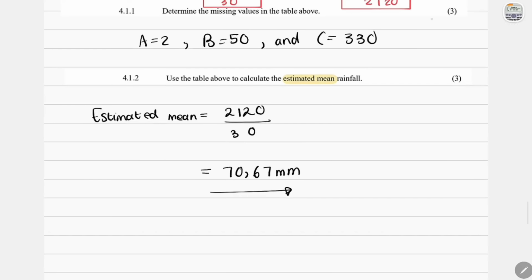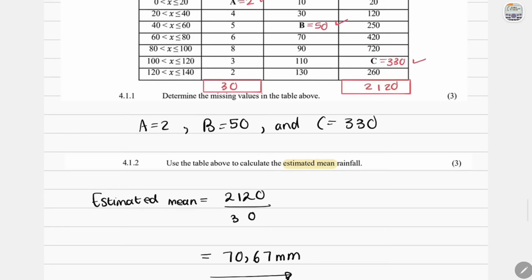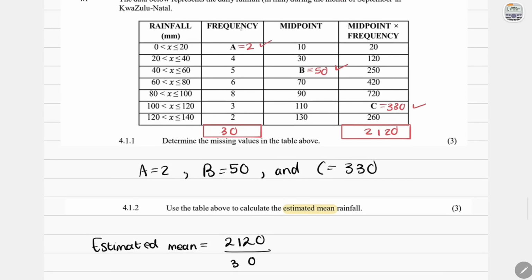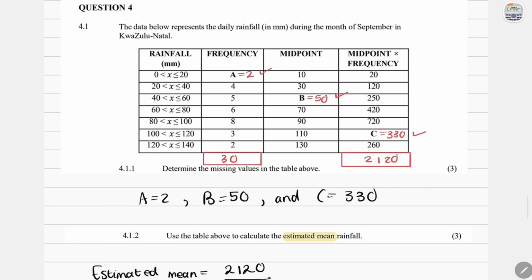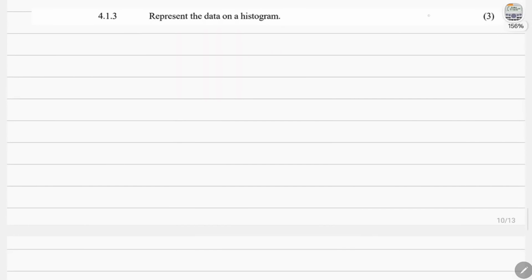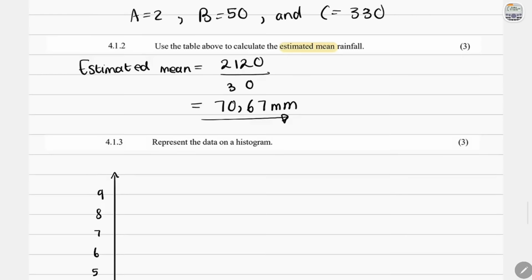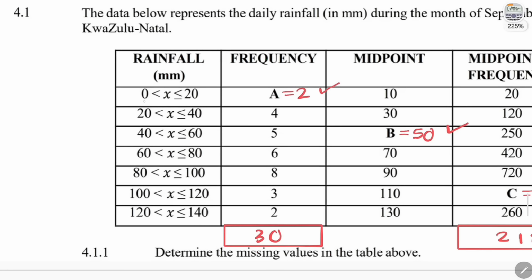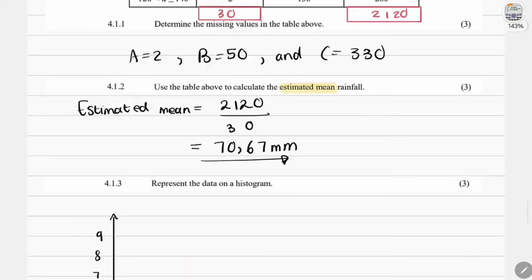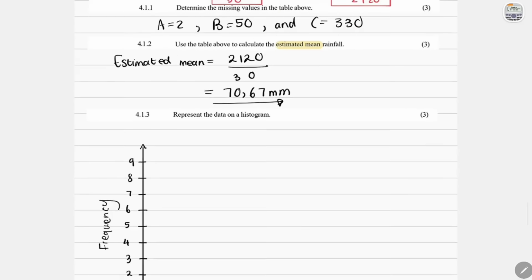Moving on to the next question. The next question says represent the data on a histogram. So for a histogram, we're going to just use the frequency and the rainfall. We see that this goes up to 8, so at least we need like 8 or 9 lines. That is our frequency. And then let's put down these values. We're going from 0 to 20, and then 20 to 40, then 60, and then all the way to 140. You can also write it down as classes. That's also fine.